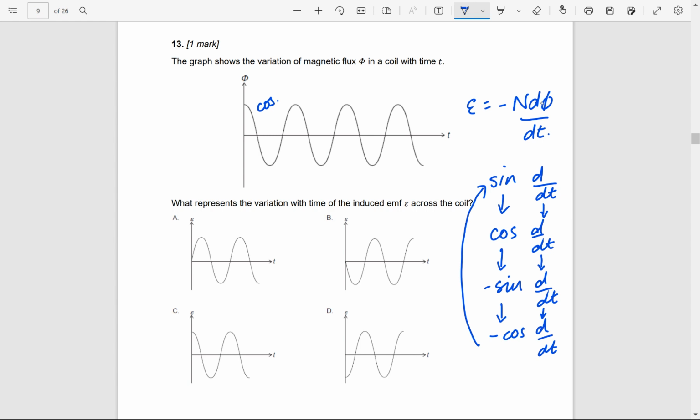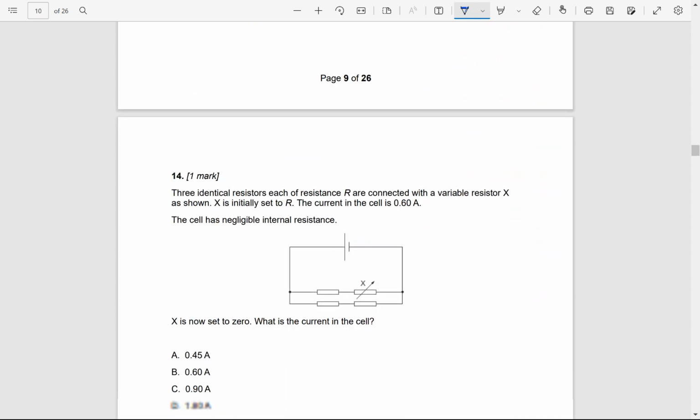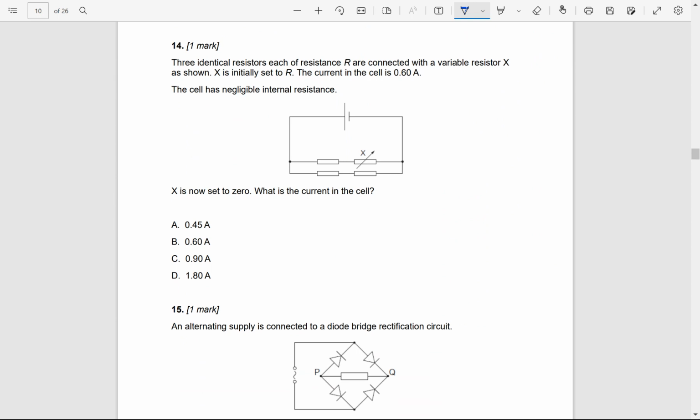So we are in a cos form here, and we need to differentiate. We differentiate cos, which takes us to minus sine. However, it's not just minus sine, which is what I initially thought when I did this paper. I forgot that the flux is minus cos, so it's actually this one, because it's minus minus sine, which is a plus sine. So don't forget the minus like I originally did.